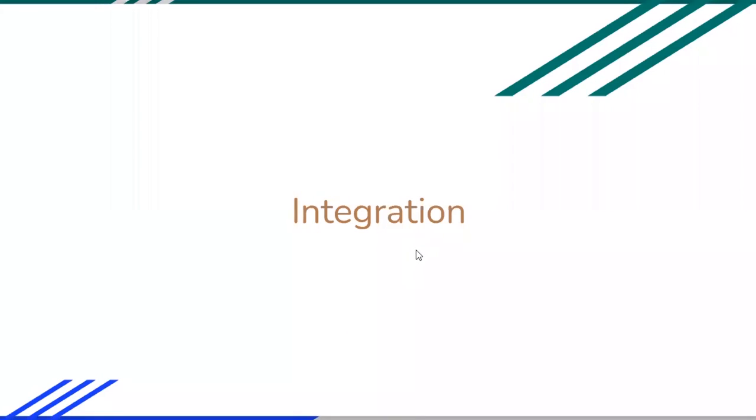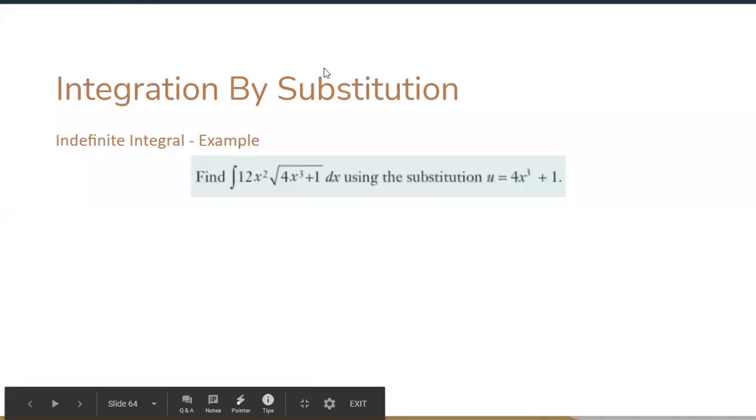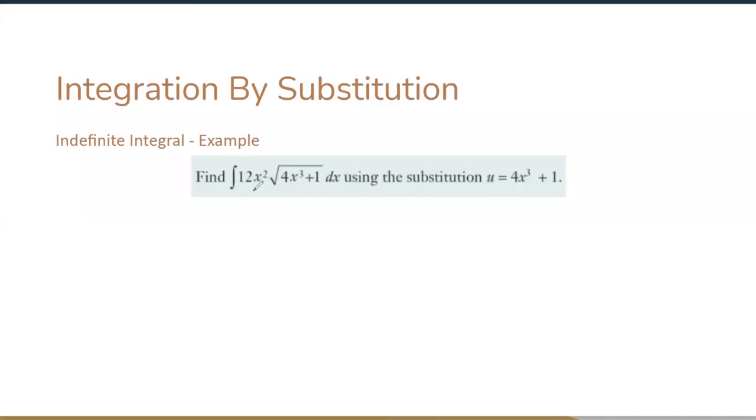Today we'll be covering a new topic in integration, which is integration by substitution. This is basically just a new method for solving integration problems that you'll come across. It's used in examples like this, where we've got something that we would normally look at using a product rule or a quotient rule.